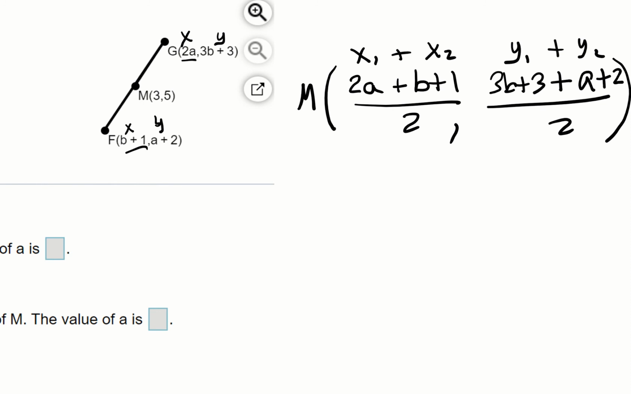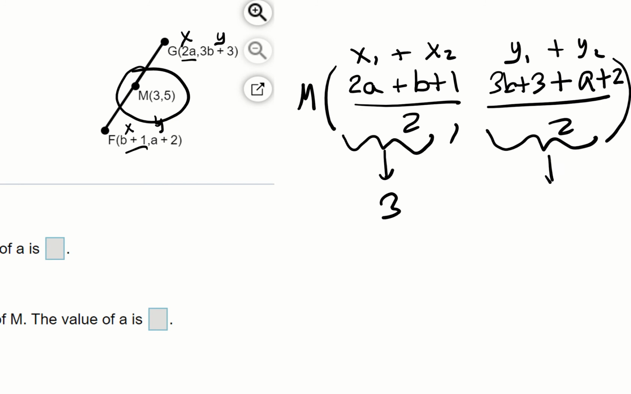First off, we know that the midpoint is actually 3, 5, right? Since we know that this is x and this is y, that's saying that this equation that we have here is actually equal to 3. And this one is actually equal to 5, because if we compare those directly, the first coordinate has to be 3, the second coordinate has to be 5, right?